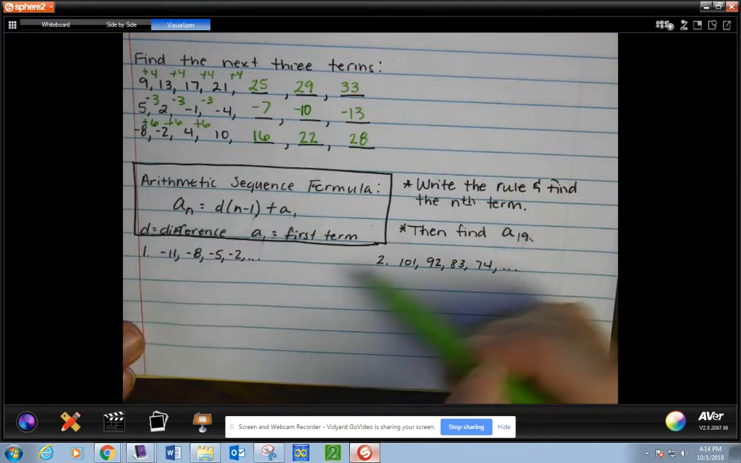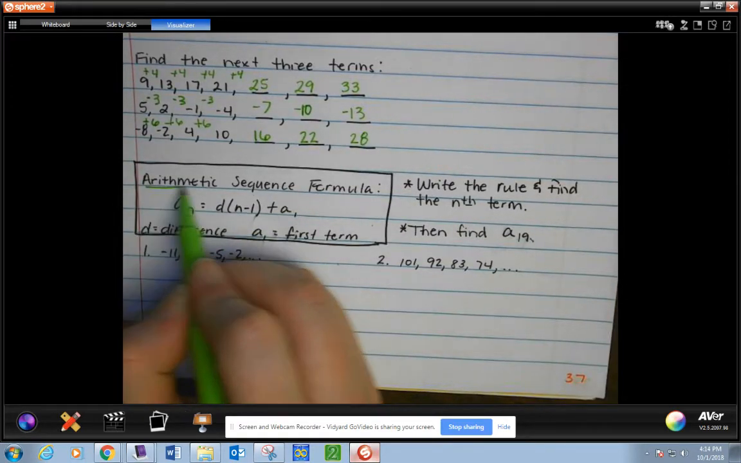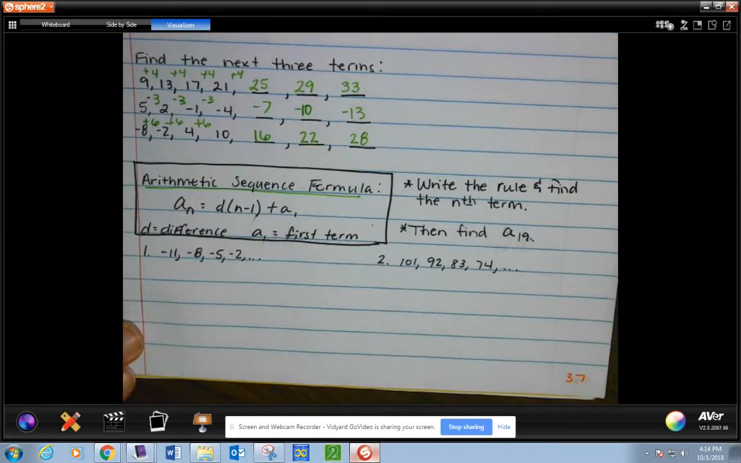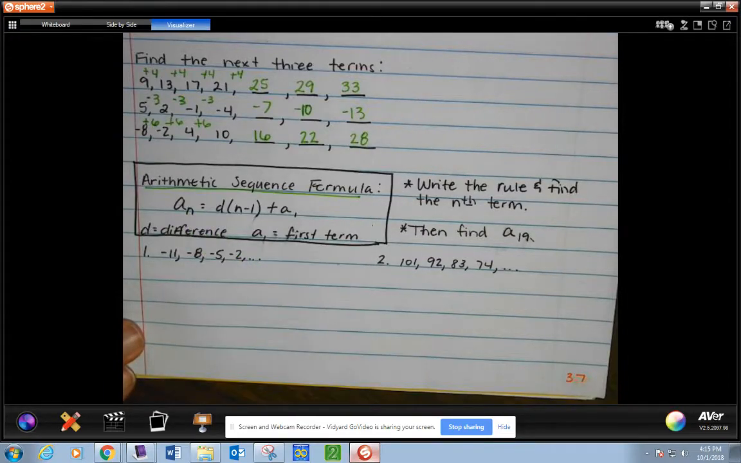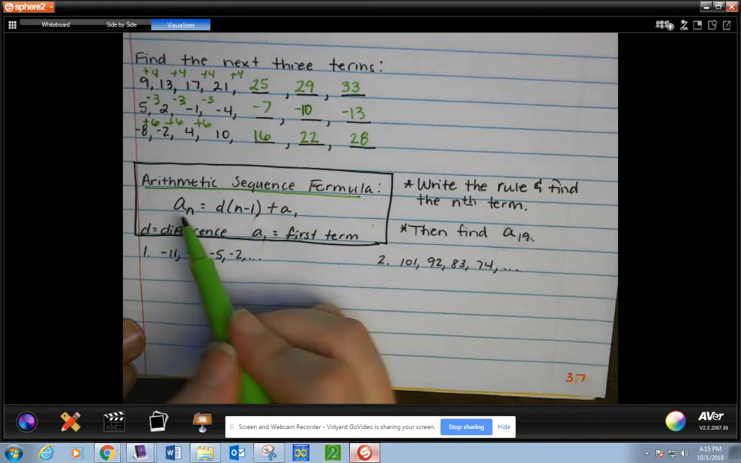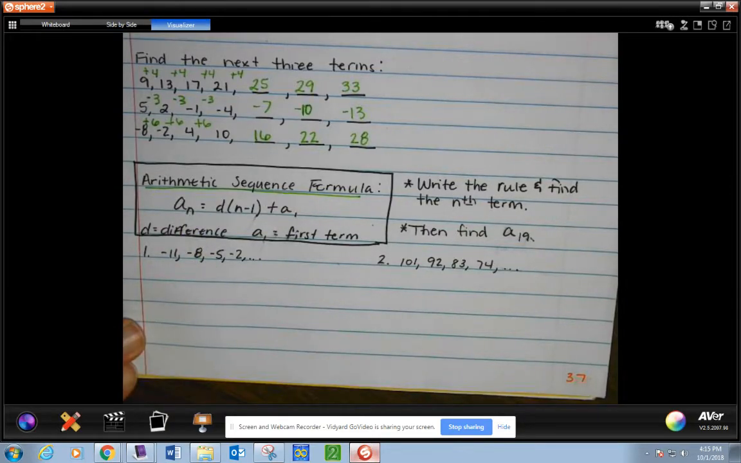This box right here is extremely important. We're talking about the arithmetic sequence formula. The formula is really confusing if you don't listen to me and know what each thing means. A sub n is just talking about any term in the sequence. So if I want to find the 9th term, I could put 9 in the n spot and solve.